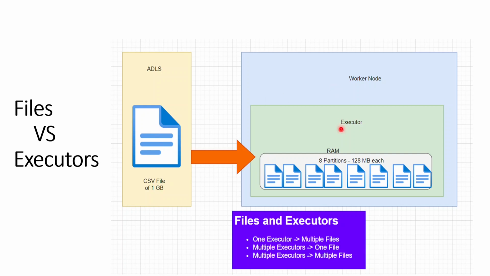Within that, we are having only one executor. Now what happens is, let us assume the partition size is decided as 128 megabytes. In this case, this 1 GB file will be divided logically into 8 pieces. Whenever we divide 1 GB of data by 128, it comes to 8. So basically this 1 GB file will be logically divided into 8 pieces.